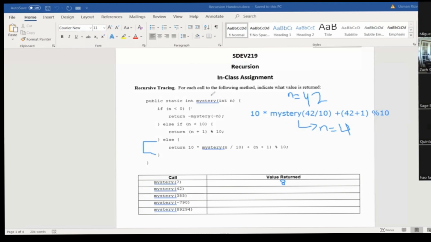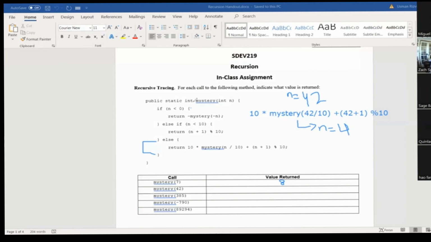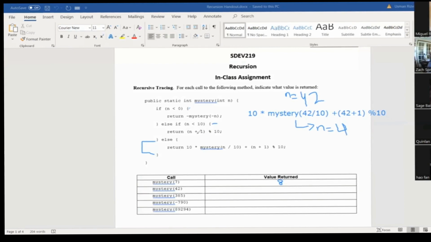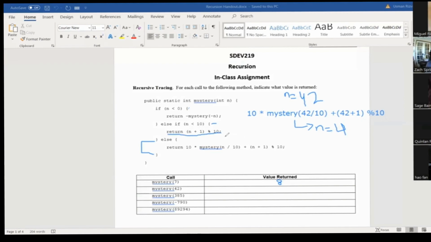So now we call this function again with the new value of 4. We go through each step. Is this true? No, that's not true. Then is this true? Yes, 4 is less than 10. So we go in here and we return this. The value returned would be 4 plus 1, which is 5.